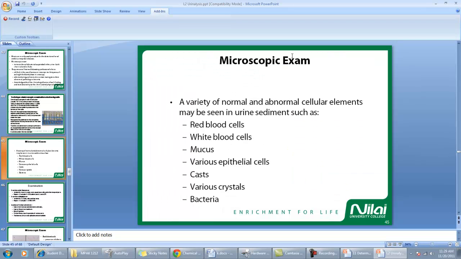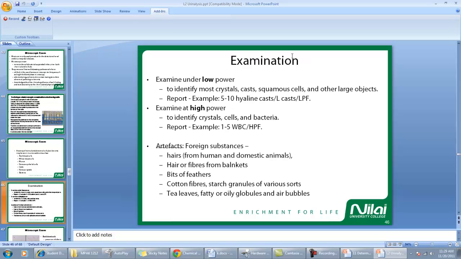A variety of normal and abnormal cellular elements may be seen in urine sediment, such as RBCs, WBCs, mucus, various epithelial cells, casts, various crystals, and bacteria. Use low power to identify most crystals, casts, and squamous cells, and report as a range, for example 5 to 10 hyaline casts. Casts are confirmed at high power. Identify crystals, cells, and bacteria, and report, for example, 1 to 5 WBC per HPF.